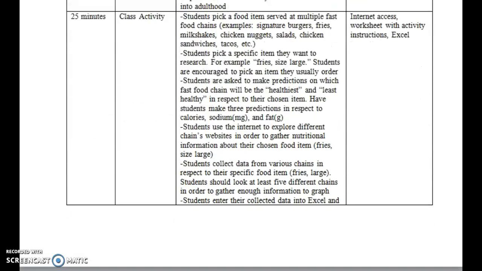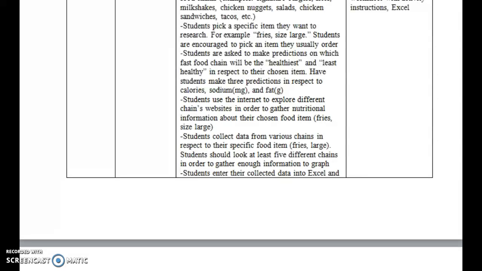So in this activity, I'm going to have students pick one of their favorite fast food items. So for example, fries size large. They're going to make predictions about which fast food chain has the healthiest and the least healthy large-sized fries. Then the students are going to research 5 different fast food chains and look at the sodium, calories, and fat for their large fries. So they can, for example, look at In-N-Out, McDonald's, Burger King, Chick-fil-A, and Wendy's.